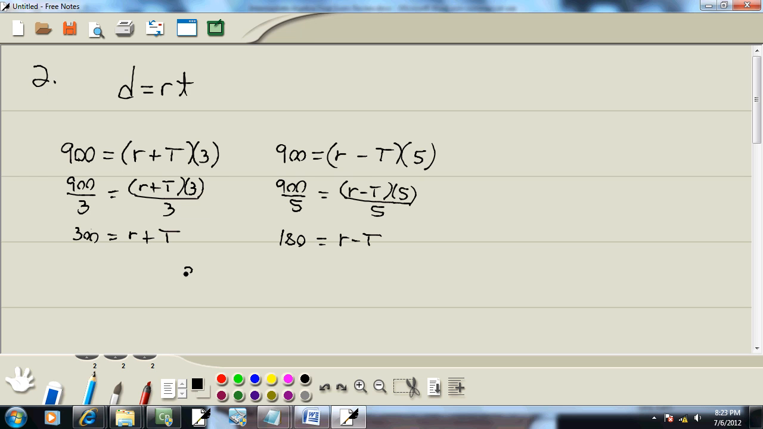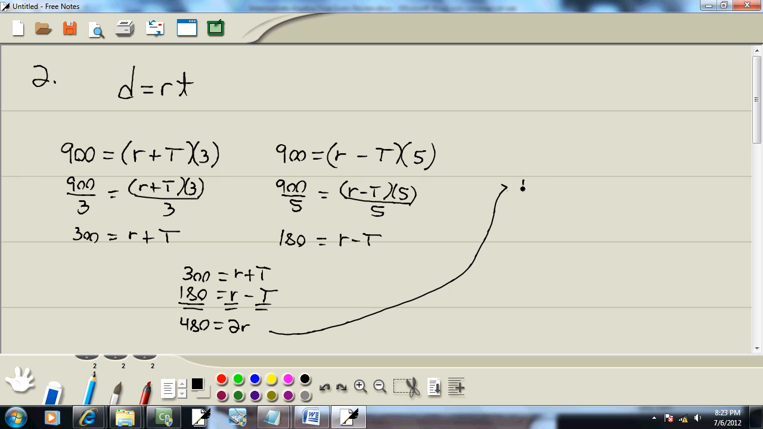Now I can add these together. So I'll put them on top of each other: r plus t, r minus t. And we can use the addition method. Some books call it the elimination method. And add these together. 300 plus 180 gives us 480 equals r plus r is 2r, and t minus t drops away. So then we'll divide both sides by 2. We're trying to get the r by itself. And that gives us r is equal to 240 miles, which would be A.